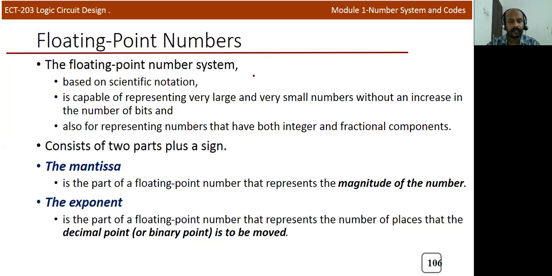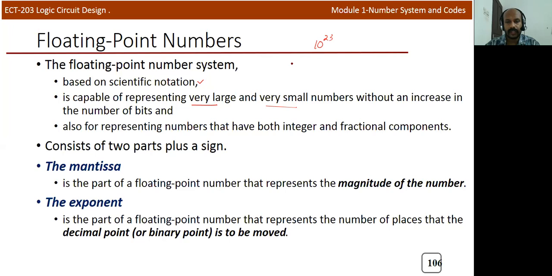scientific notation, with a decimal point and some powers. Usually we use scientific notation, and the floating point number is capable of representing very large or very small numbers, something like 10 raised to 23, without an increase in the number of bits.